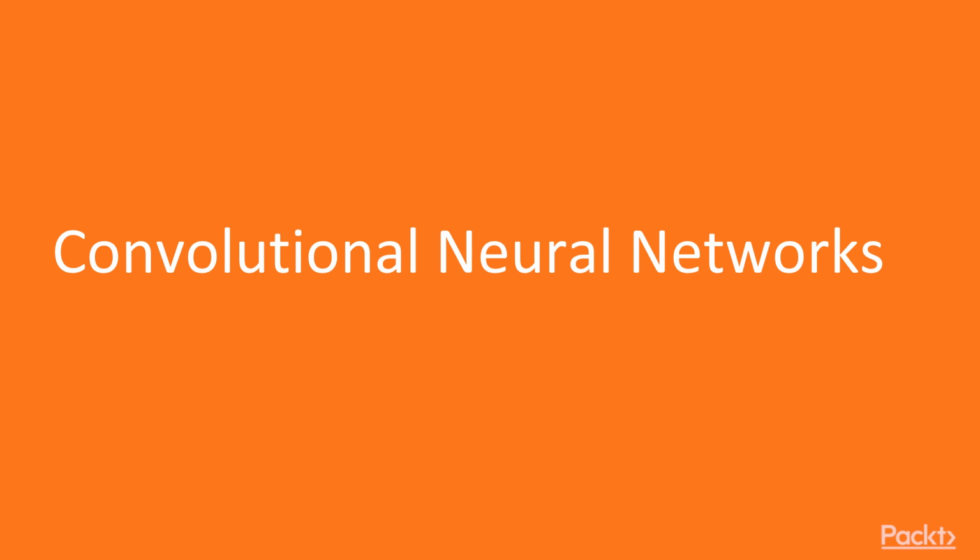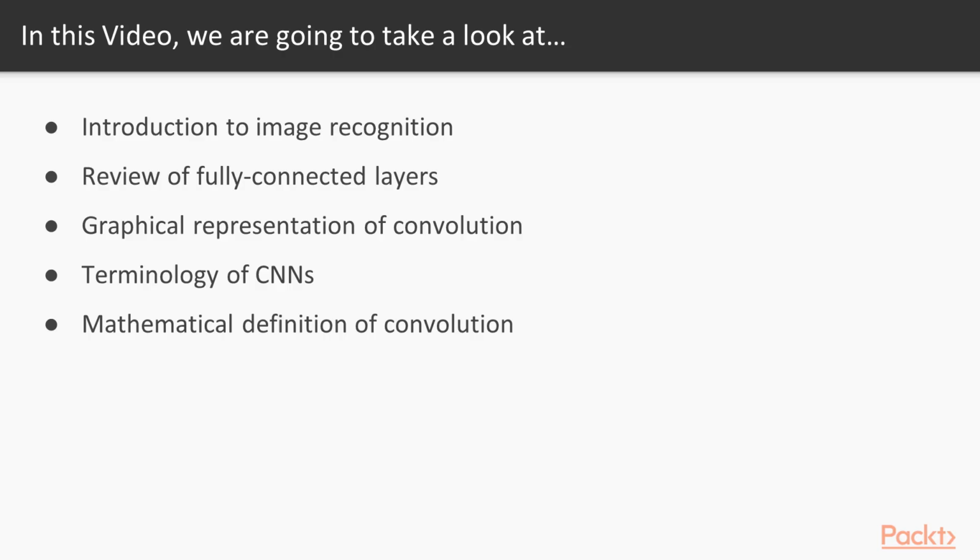Nearly all neural network-based models in computer vision contain one or more convolutional layers, so it will be essential to thoroughly understand them. First, we'll provide a brief definition of the image recognition task. Then, we'll dive into the intuition, graphical representation, and mathematics for understanding what convolution means.